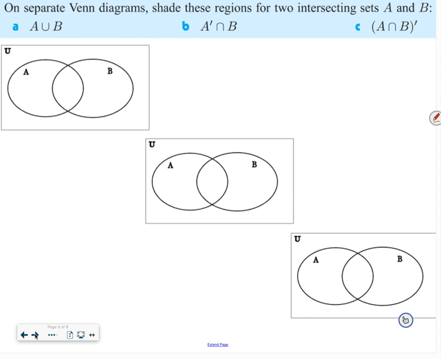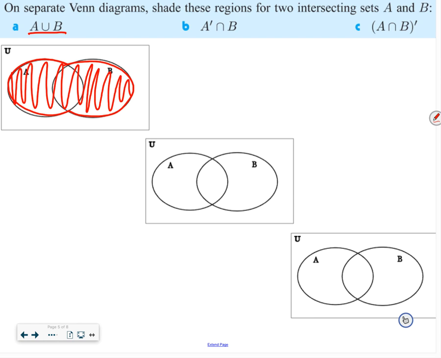So in A union B, A union B is everything in A and everything in B. So I know it's going to be everything in A, everything in B, and I shade that region. That is the union of A and B. For the complement of A intersect B, this is everything in B that's not in A. So everything in B but not in A is going to be that region.